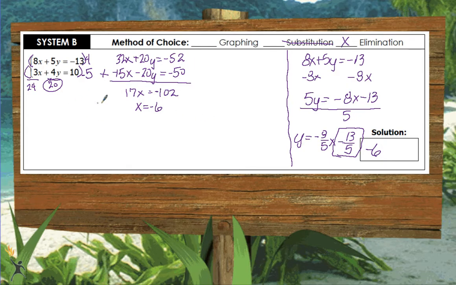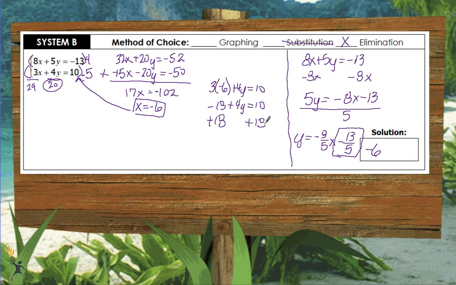So now I've got that, I'm going to go ahead and plug the x term back into one of the equations. I'm going to choose this last one just because it's the smallest numbers. So 3 times negative 6 plus 4y equals 10. So negative 18 plus 4y equals 10. Add 18 to both sides. I get 4y equals 28, and y then equals 7. So I've got my second answer of negative 6, 7.